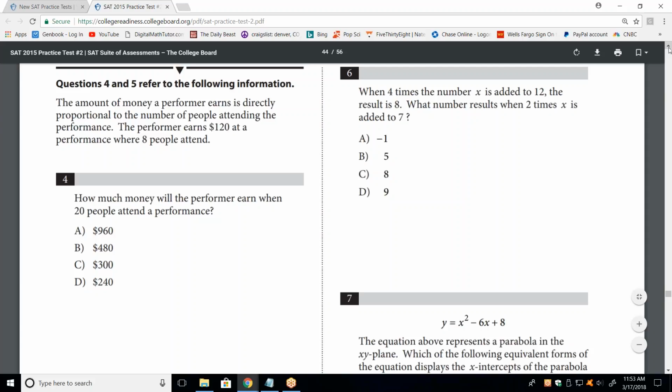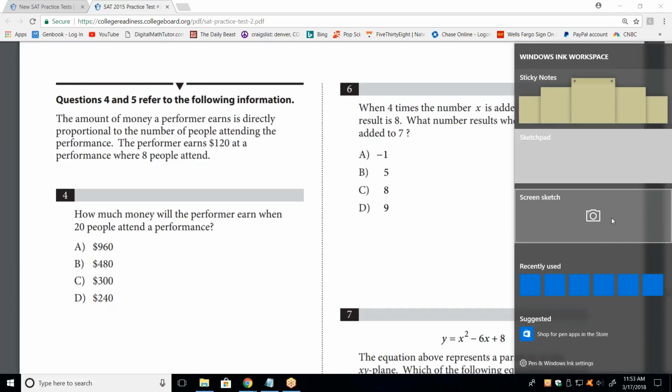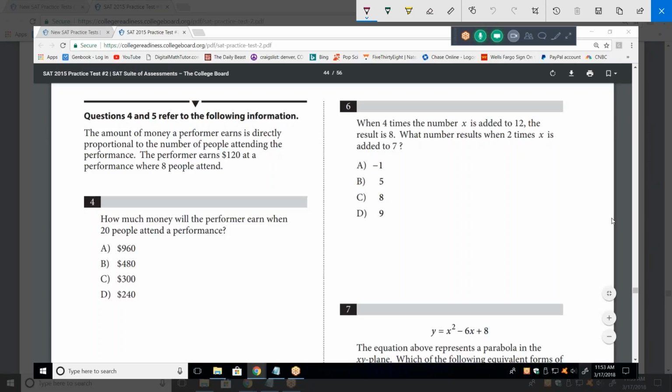$300. Okay, good. I was going to say the easy way to do this is how much does he earn per person? Well, he earns 120 divided by 8, right? So he earns $15 a person. Now that you know, in other words, 120 divided by 8 is 15. That's how much he earns per person. Times 20 gives you 300.